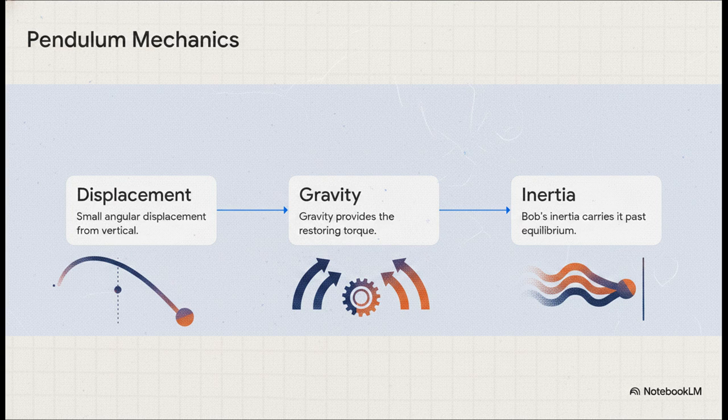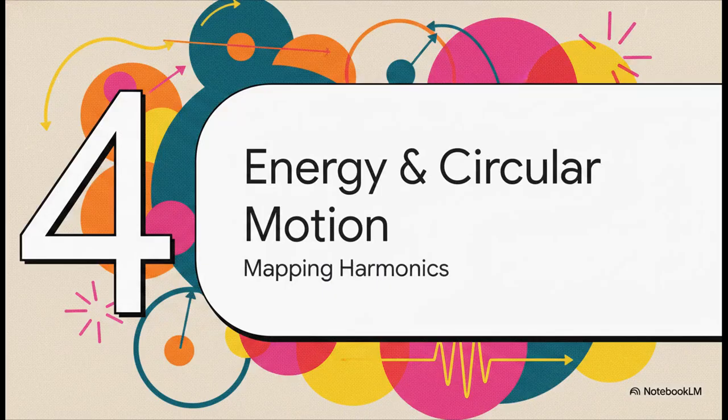Imagine a bob of mass m suspended by a string. When you pull it to the side, giving it a small angular displacement, gravity gets to work. The force of gravity resolves into two components, but it's the tangential force that creates a restoring torque. This force constantly tries to pull the bob back to that center mean position. But as the bob reaches the center, its inertia just carries it right past the equilibrium point, up the other side, until gravity finally stops it and pulls it back again. As long as that initial angle is small, this back and forth dance is the perfect embodiment of simple harmonic motion. Section 4. Energy and circular motion.